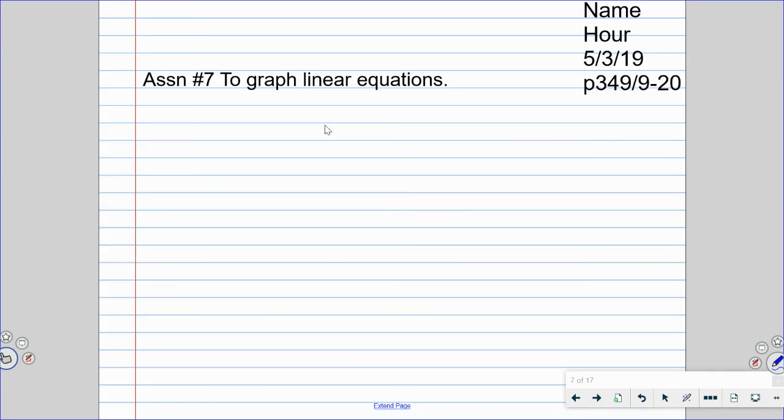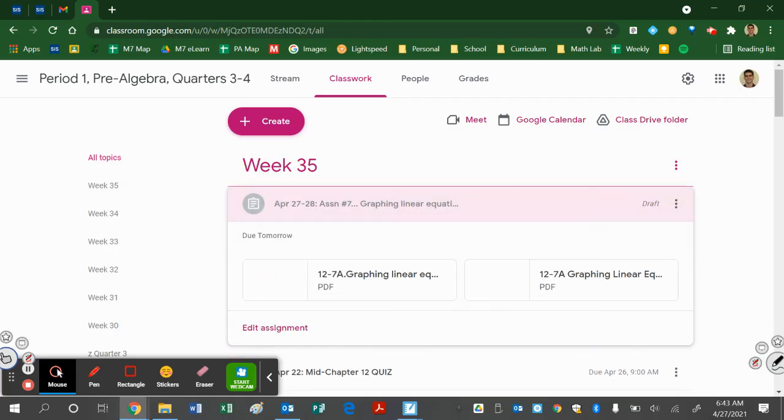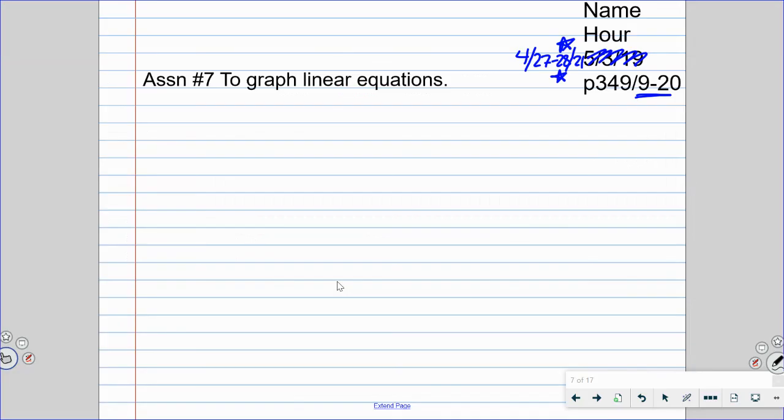Homework assignment for today will be not May 3rd. This is going to be for the 27th and the 28th, okay? So I'm going to make this due on the 28th because you shouldn't really have homework on an iLearn day. Virtual only students, quarantine students, you of course can get this all done today. Page 349, numbers 9 to 20. I have included in Google Classroom some graph paper. And there's the notes. Here's the graph paper, so you can use that graph paper to complete this assignment.